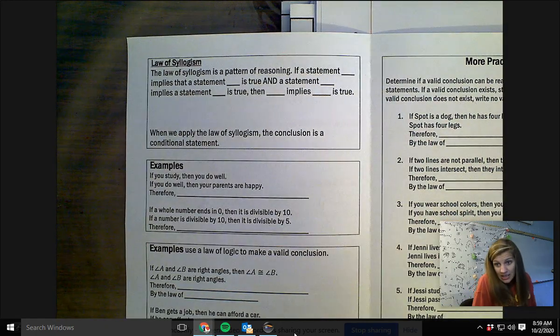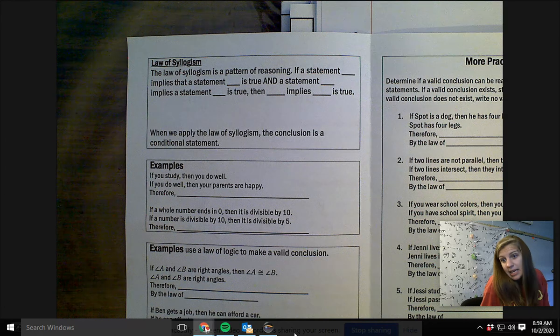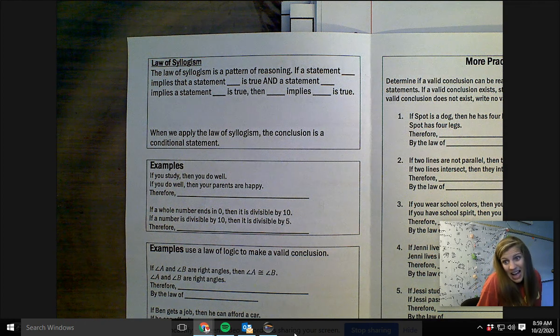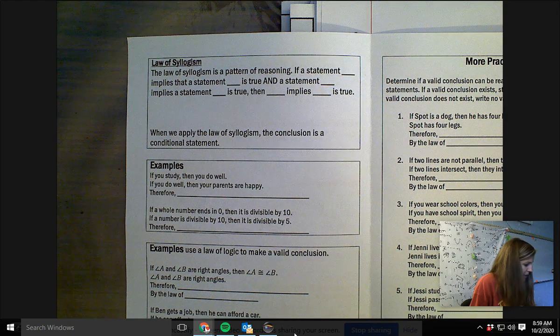So that is our law of detachment. I repeat the hypothesis, and then I can conclude the conclusion. Our law of syllogism, I like more. It's a little bit easier to understand, I feel.